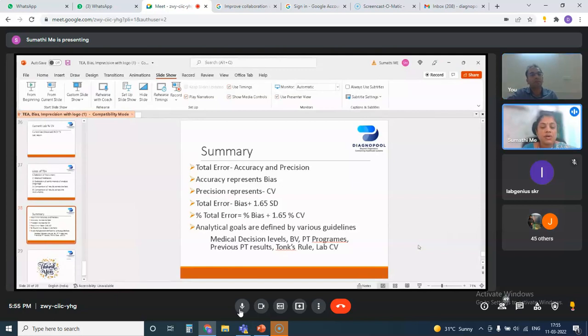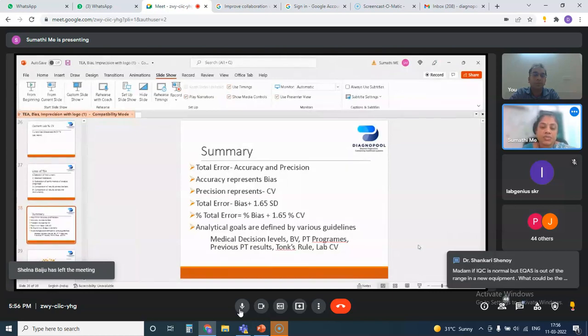Because here PT also has a bias component. So this covers your entire set of errors, which can be captured by the bias as well as by the imprecision. So it's basically 3 to cover 95% of your data points, which will encompass both the systematic error and the random error. It is basically to include 95% of your data points.